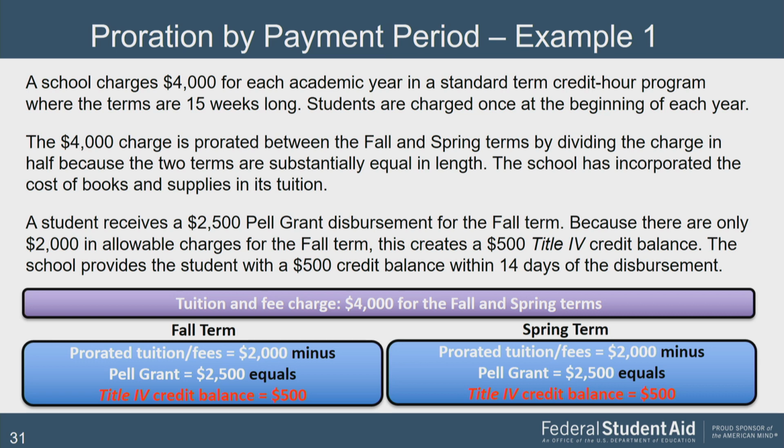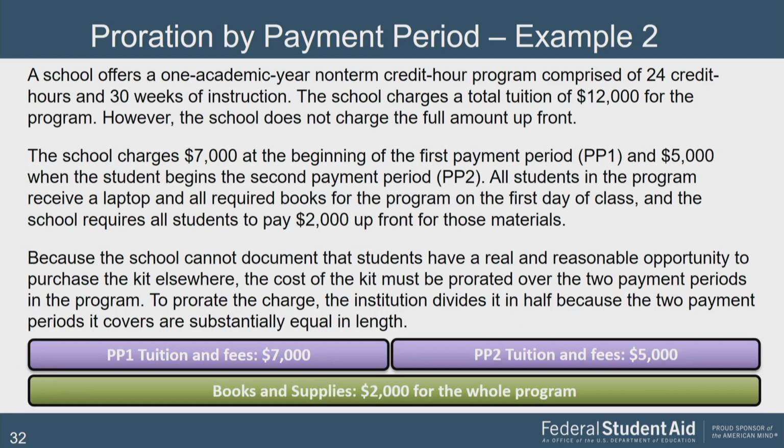It enables the student to get a credit balance for living expenses, whereas otherwise the student would not have received that credit balance disbursement. So for the fall term here, you have tuition and fees total of $4,000 for fall and spring. Prorated charges are $2,000. The Pell Grant is $2,500. That gives us a credit balance of $500 in each case. Let's move on to example number 2.